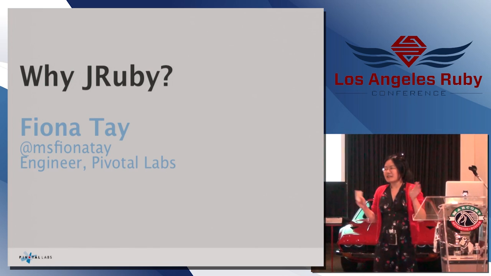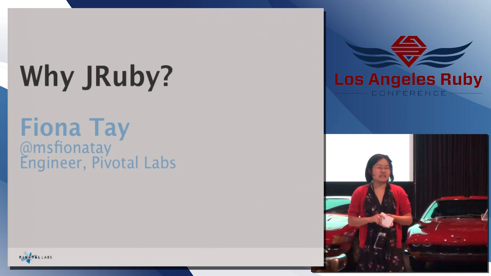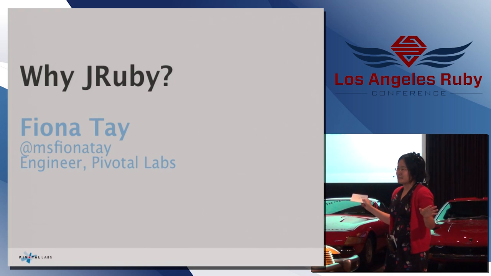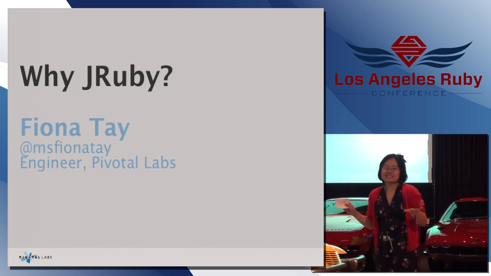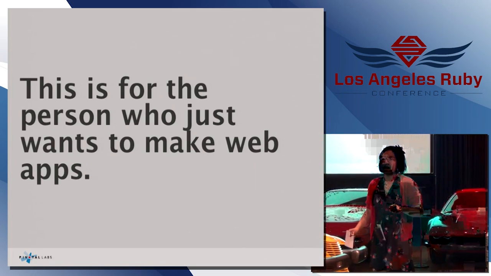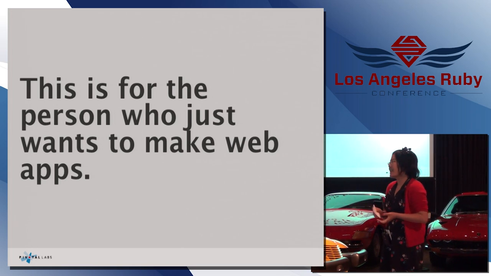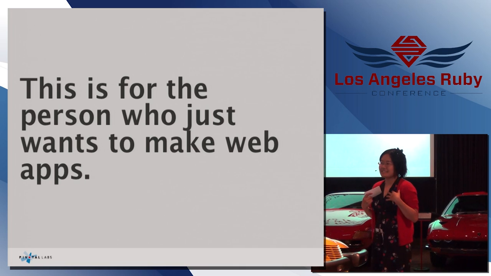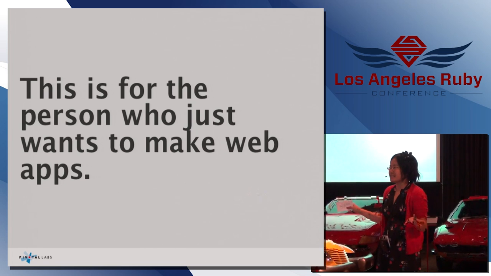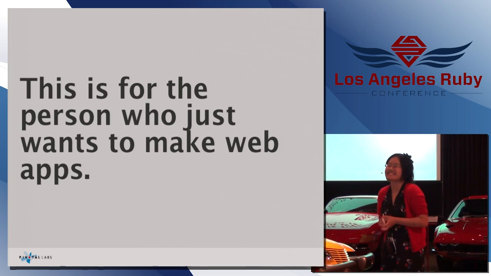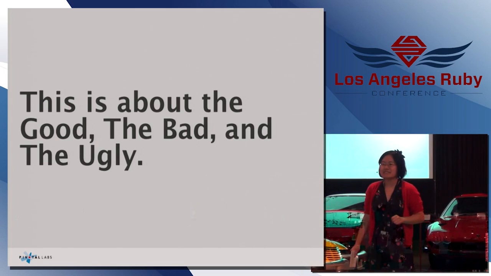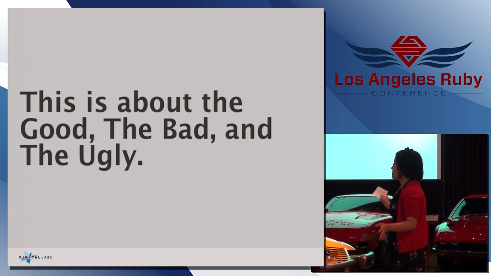All right. So just for a quick introduction, JRuby is an implementation of Ruby on top of the JVM. So now you know what JRuby is. And JRuby, the J stands for Java. So in this presentation, I'm going to be telling you why you should be using JRuby. And this is from the perspective of somebody like me who just wants to make web apps. I'm not going to tell you anything about compiler internals. Hopefully you don't care about that. And this is about the good, the bad, and the ugly, just like that movie.